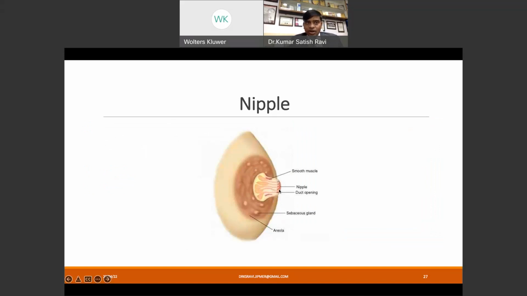It has smooth muscles in it which can make it flat, or make it stand out. It is richly innervated by sensory nerves, and because of that it is sensitive to tactile stimulation, and it becomes erect during sexual arousal. So this is all about the nipple.